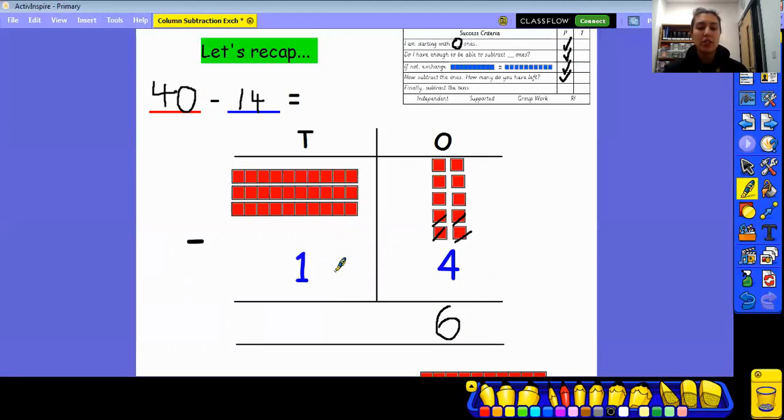So now I've finally worked out how many ones I've got left. I can now go on to subtract my tens. Now, even though I started with 4 tens, I don't have 4 tens now because one of those tens then became 10 ones. So I've now only got 3 tens here to start with. And I'm going to subtract one of them. And that leaves me with 2 tens. Well done. So you should have worked out that 40 take away 14 equals 26.